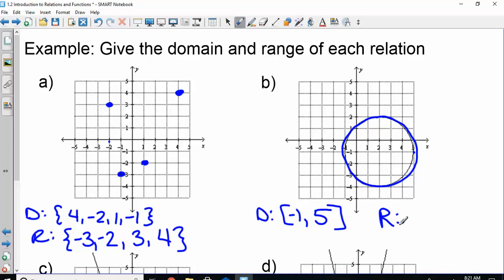Range is the y. So going from the bottom up, the lowest point on my graph is at -4. We touch it, so it gets a bracket. I'm hitting everything until I get to 2, and it gets a bracket.